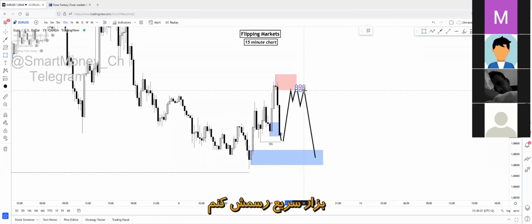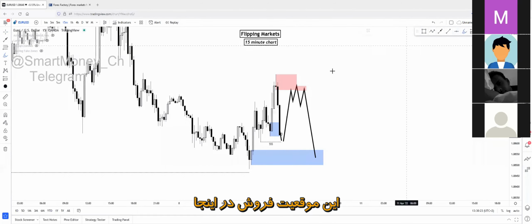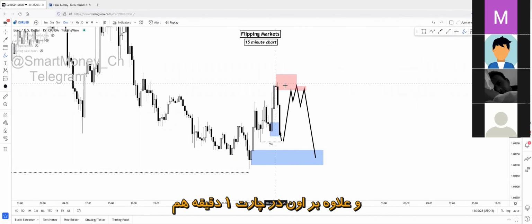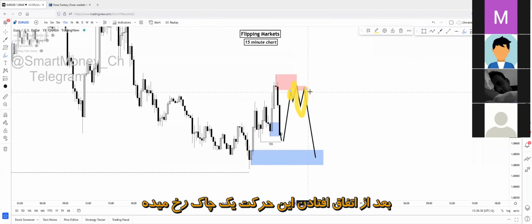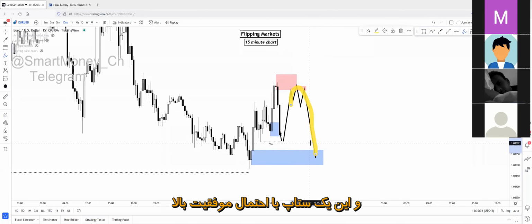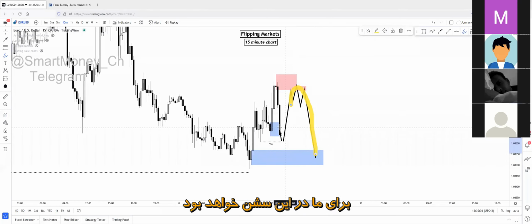let me just draw it real quick, sorry. So this short opportunity right here will be a main trend movement because price has changed character on the 15-minute chart, price has changed character on the 1-minute chart after this movement has happened, and this movement will be a real main trend movement. And this will be the best probability setup for us in this session.